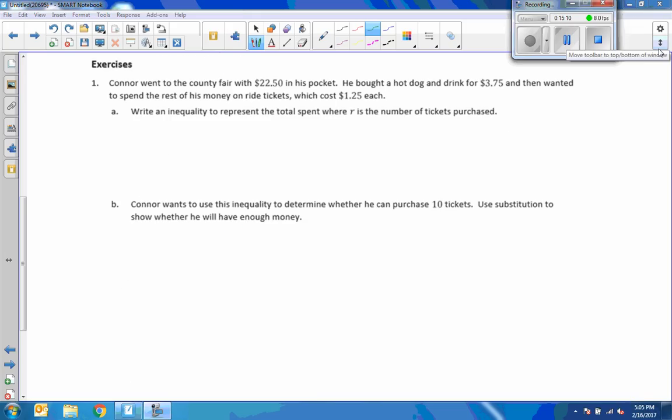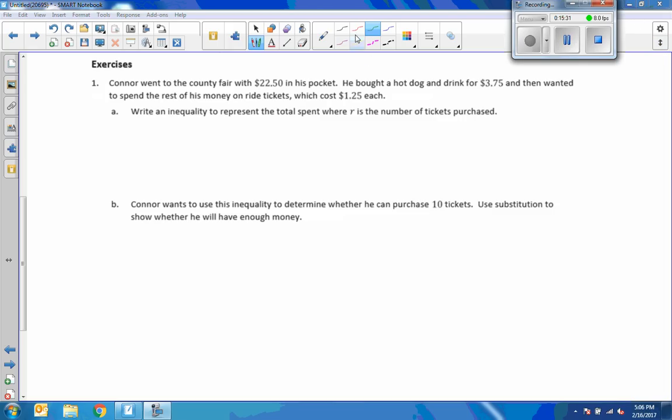So this is your turn. Connor went to the county fair with $22.50 in his pocket. He got a hot dog and a drink for $3.75, and then wanted to spend the rest of his money on ride tickets, which cost $1.25 each. Write an inequality to represent the total spent for R, the number of tickets purchased. So give this a shot, and I'll be back.